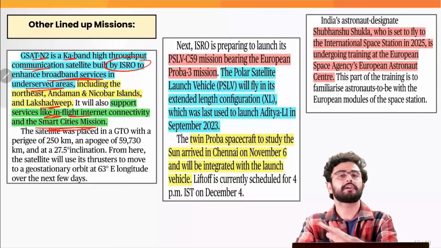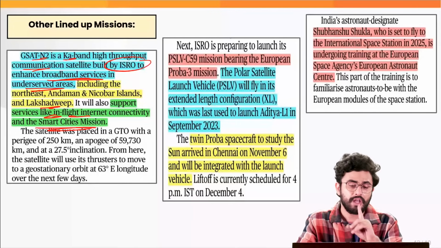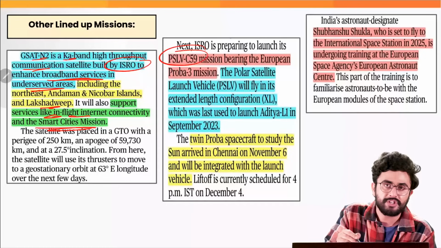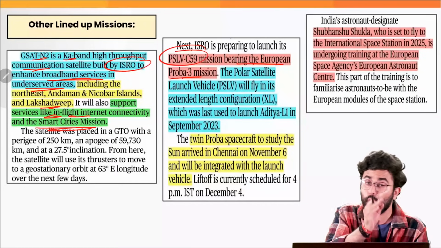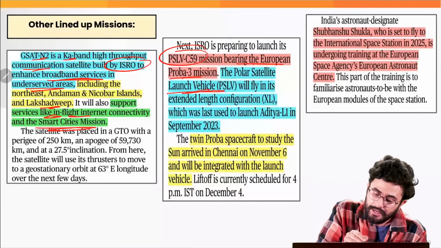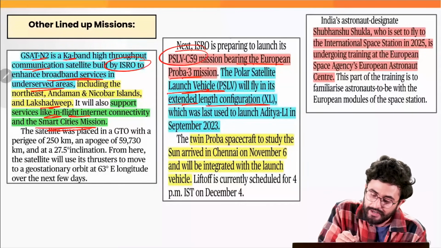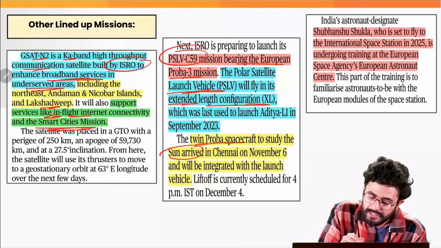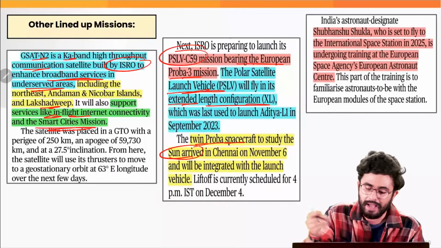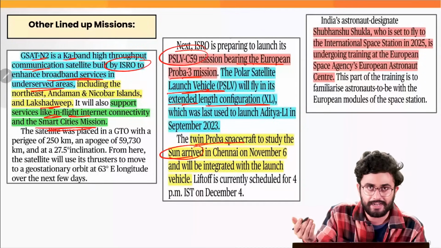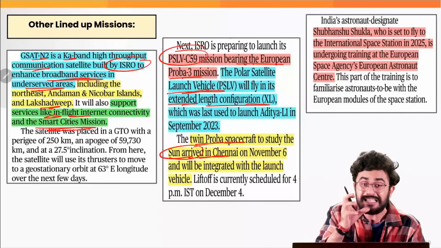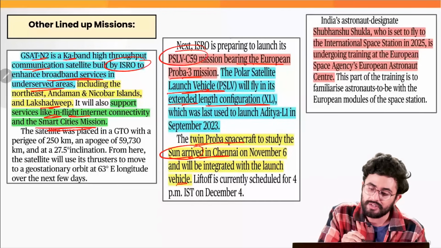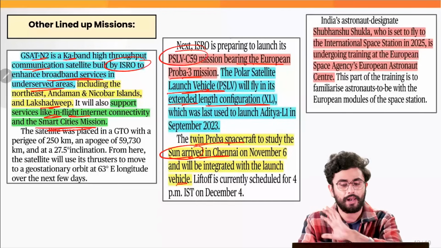Besides this, there are certain other missions on which ISRO is focusing. One of them is the PSLV C-59 mission, which is carrying the European Proba-3 mission. The Polar Satellite Launch Vehicle will fly in its extended length configuration. What is this Proba spacecraft? It is being launched by the European Space Agency to study the sun, just like how we launched our Aditya L1 mission as well.